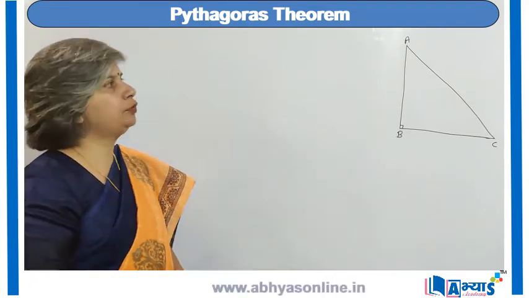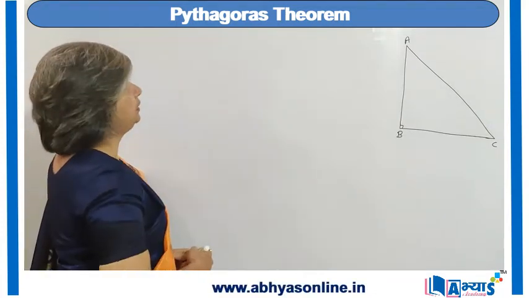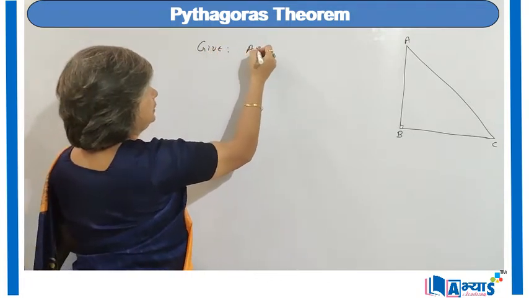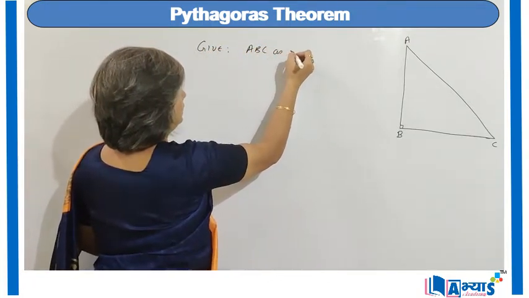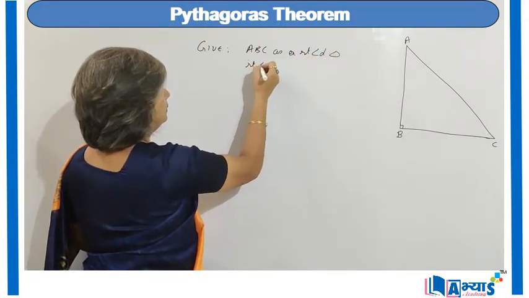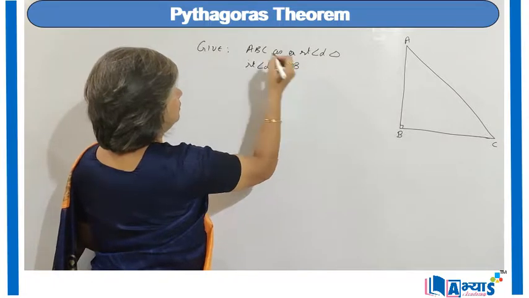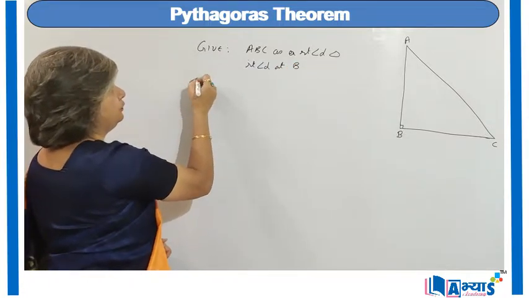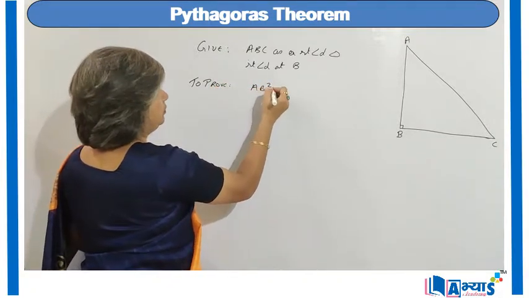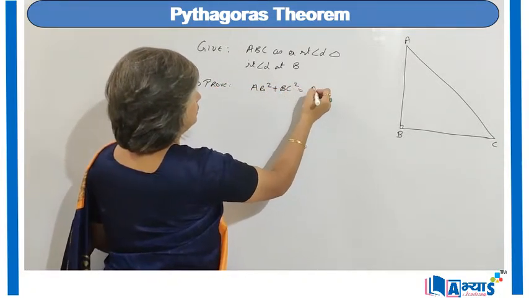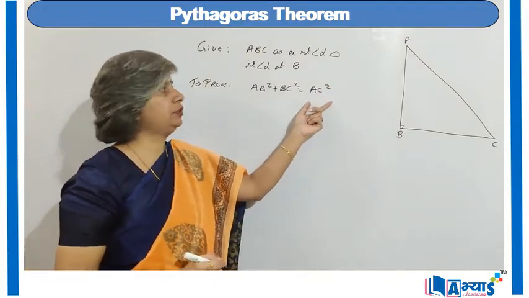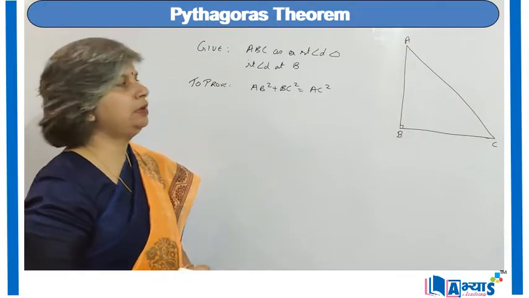Now I would like to prove this Pythagoras theorem. So it has been given to us ABC as a right angled triangle, right angled at B, and we are to prove AB square plus BC square is equal to AC square. This is the Pythagoras theorem. Square of the hypotenuse is equal to the sum of the squares of the two sides.